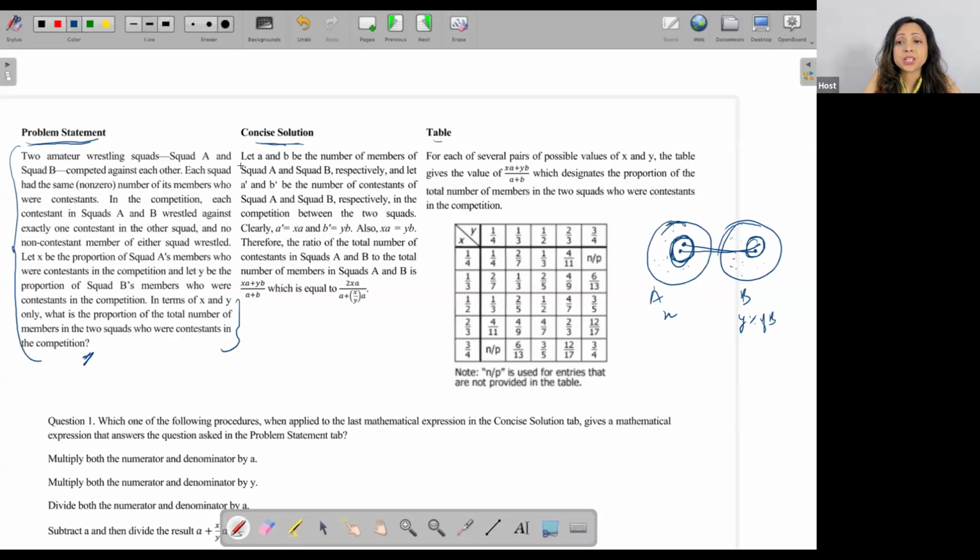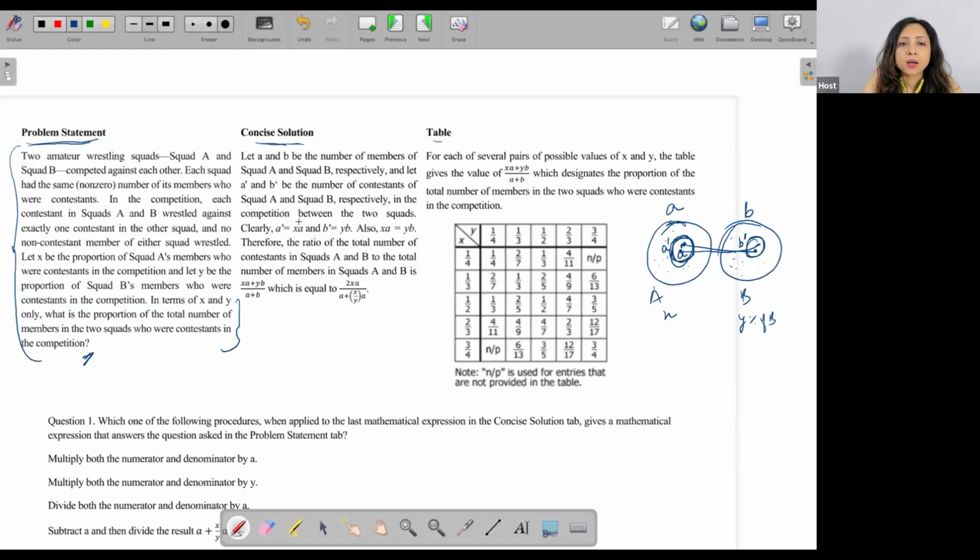Okay. The second one: let A and B be the number of members of squad A and squad B respectively. So then, look, I am given that I have A members here and I have B members over here of the entire squad. And let A dash and B dash be the number of contestants of squad A and squad B respectively. So the contestants, that is the people over here, that is A dash, and the people over here, write it outside, that is B dash. So this smaller circle is A dash, and this smaller circle is B dash.